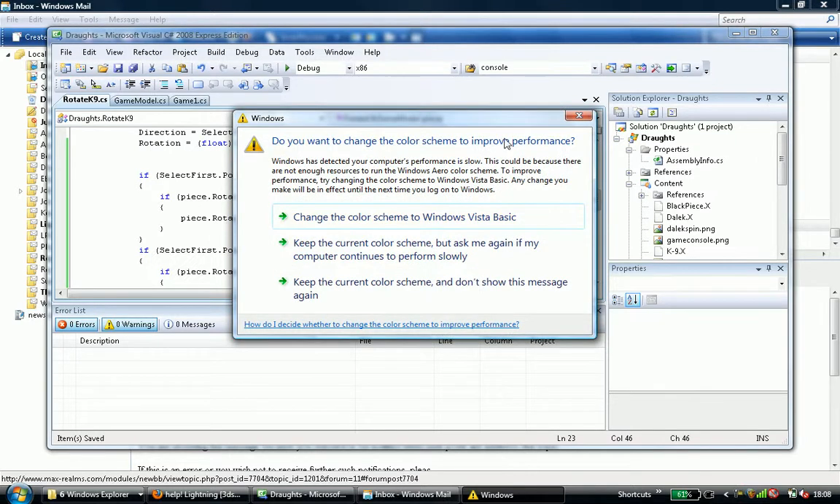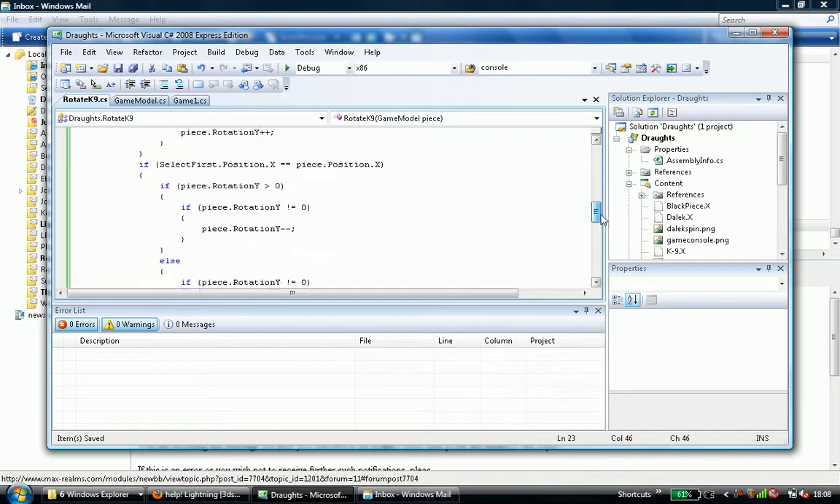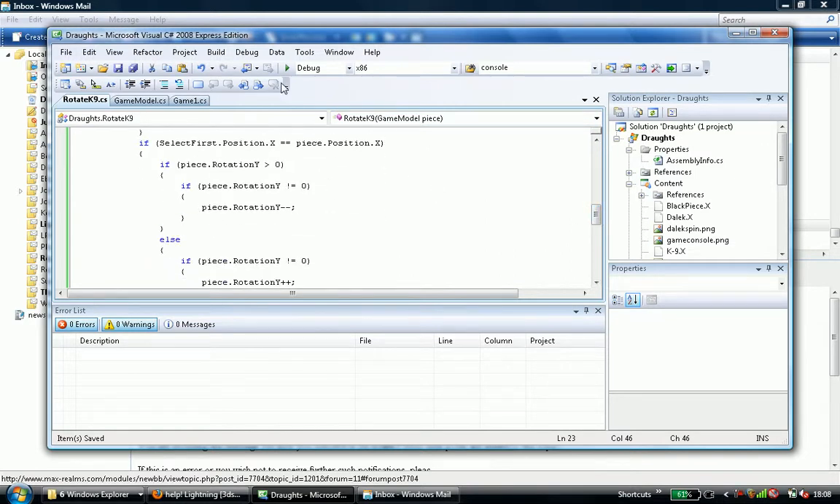Oh, you git! What's this? Go away. Anyway, get rid of that. Anyway, it kind of works, so I'll run this and show you.